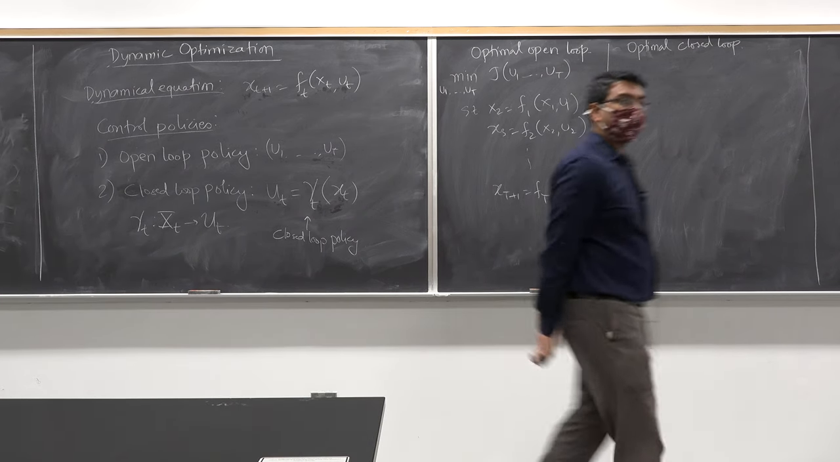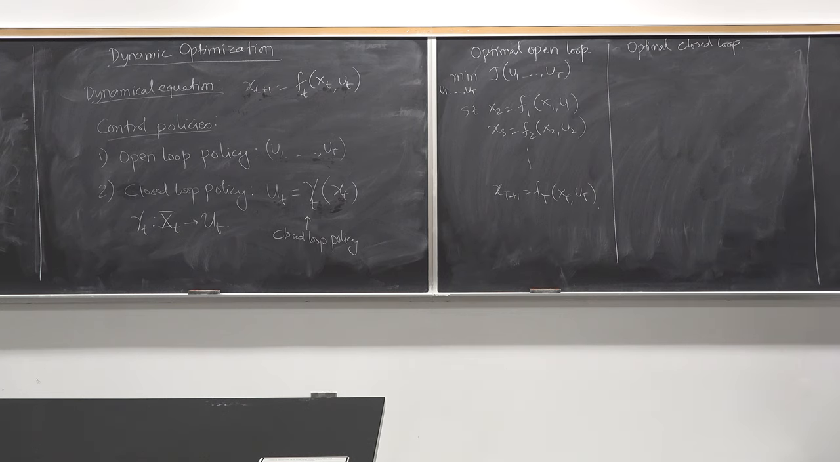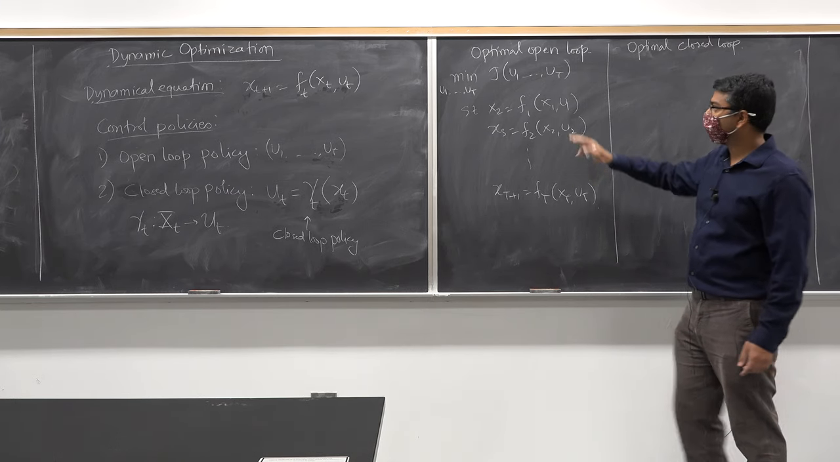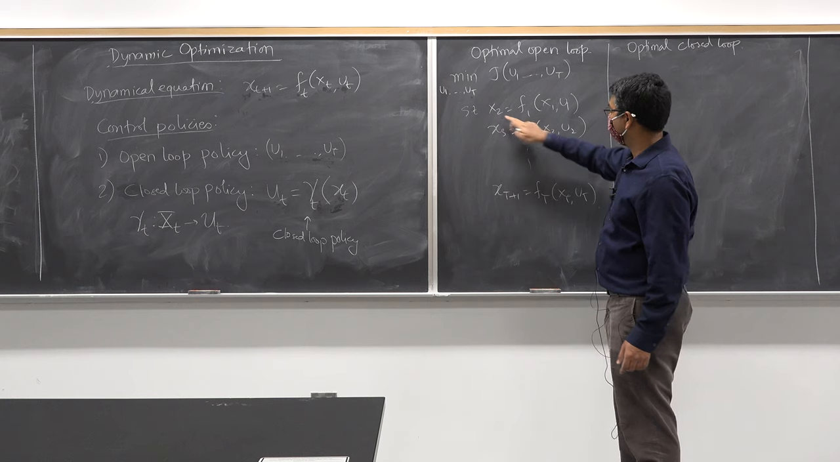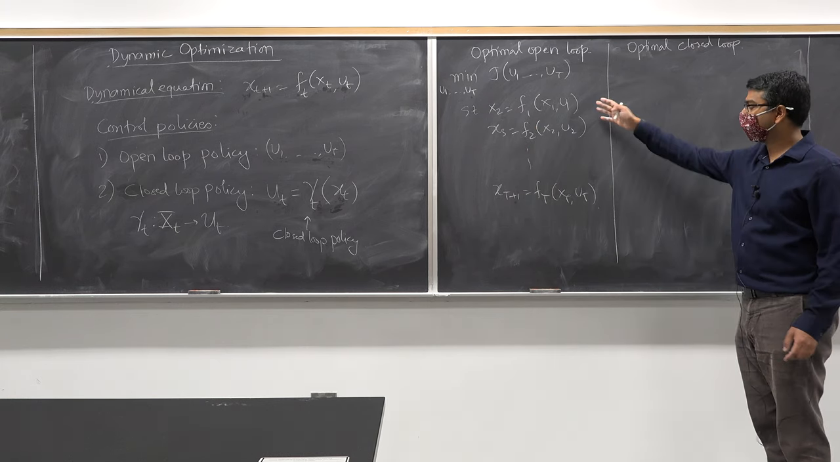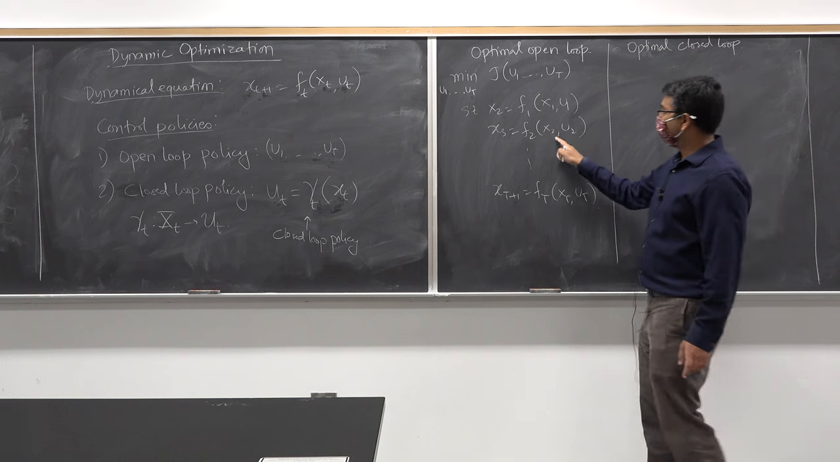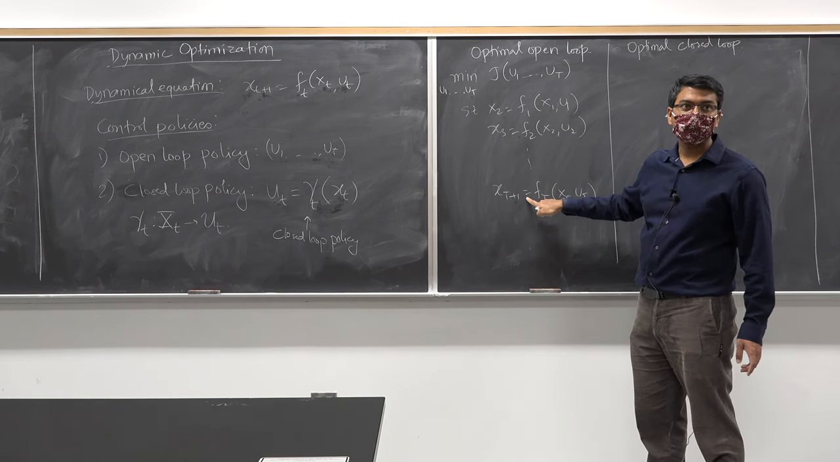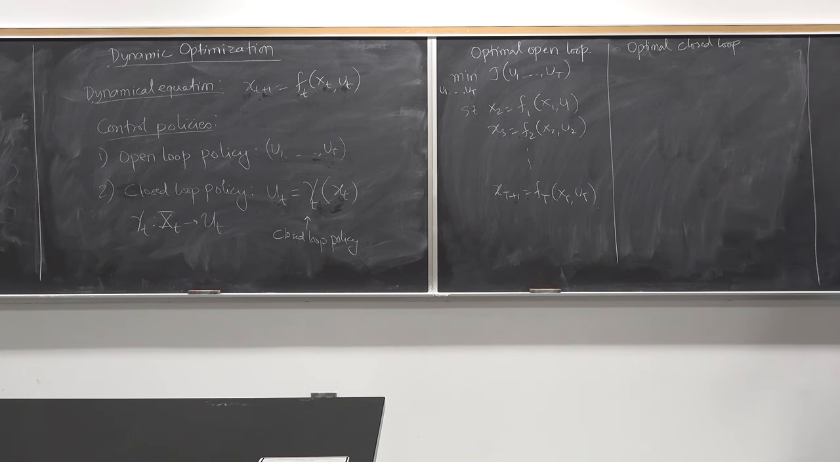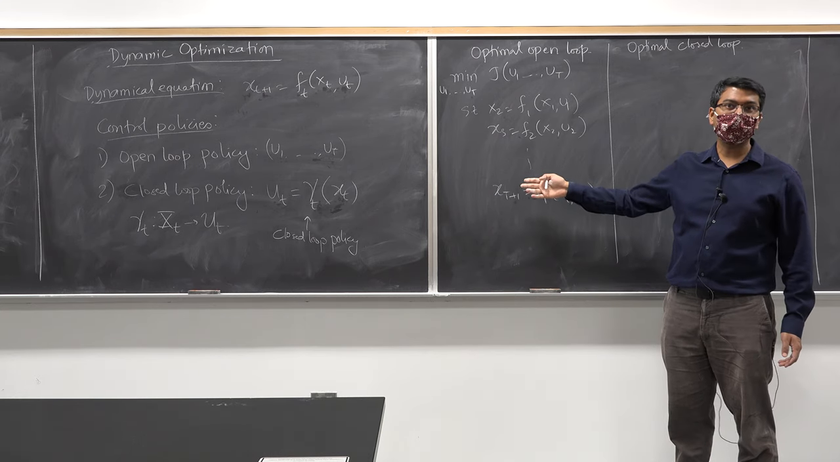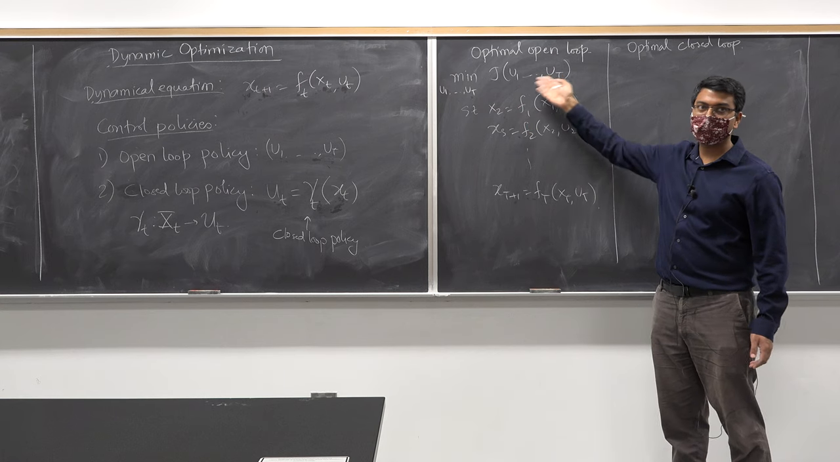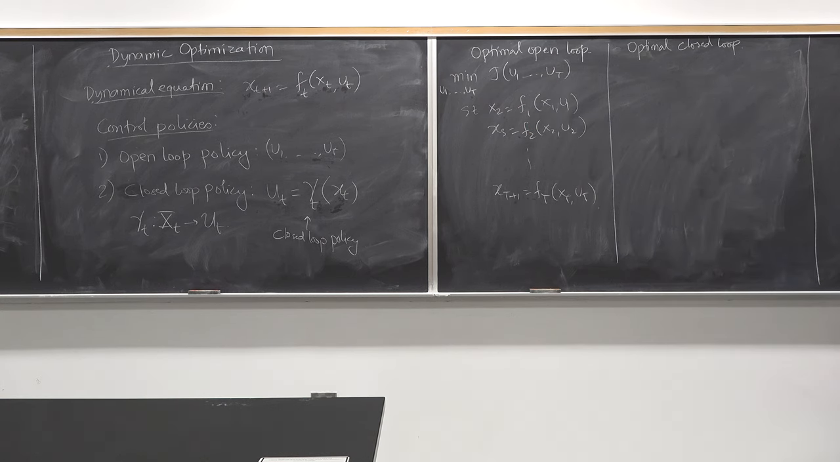So it turns out there are two ways to look at the computation of optimal open loop policies. One way is to view it as a constrained optimization problem where you are minimizing over all u1 to uT and x2 to xT+1 subject to these constraints. The alternate way is to eliminate the equality constraints. What have we learned so far in optimization? Whenever we have equality constraints, we can always eliminate them and create a problem with no equality constraints. You did that in your electricity market example in assignment 3, right?